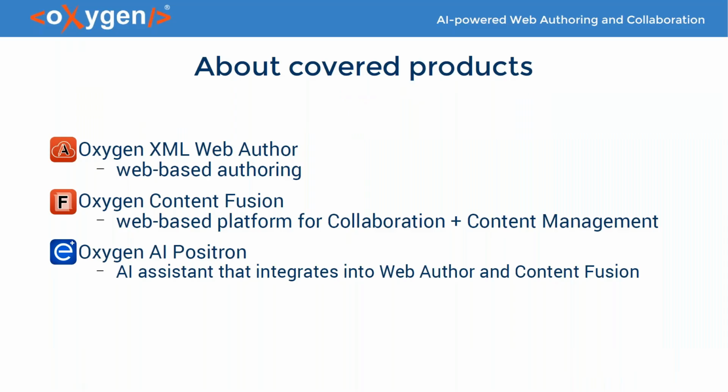Oxygen AI Positron. This brings AI to the previously mentioned products. It helps writers do more.